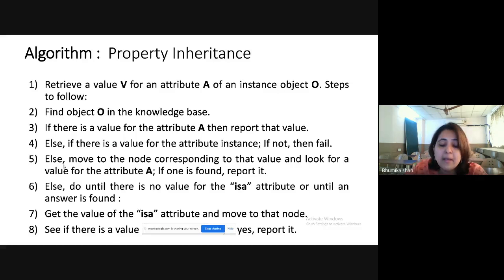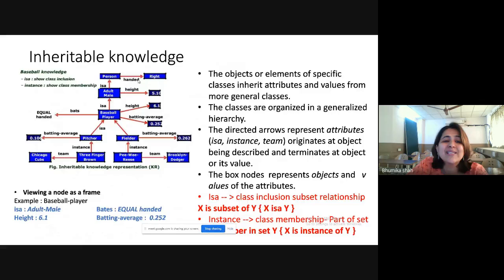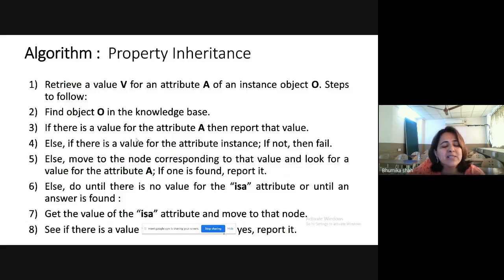But if the question is what is the handed attribute value for PVRs, then what will happen? You travel to filter. The direct value is not available, so you check whether instance is available. Yes. Travel and go to filter. Once again check: do you have a direct value available for this particular object's attribute handed? No. So what to do next? That is what step number 6 says.